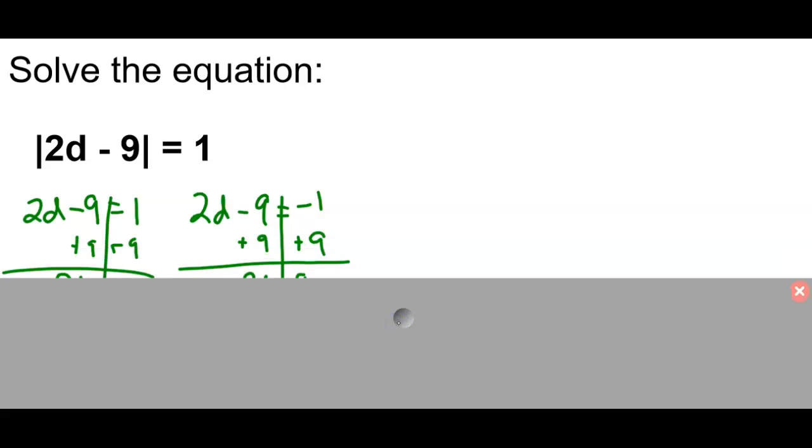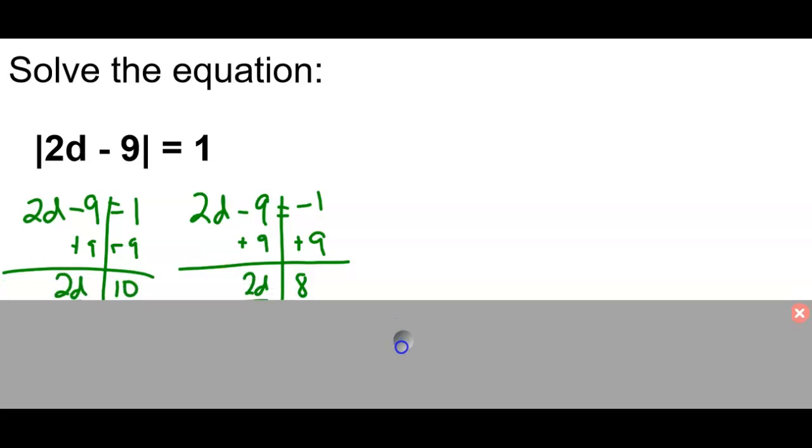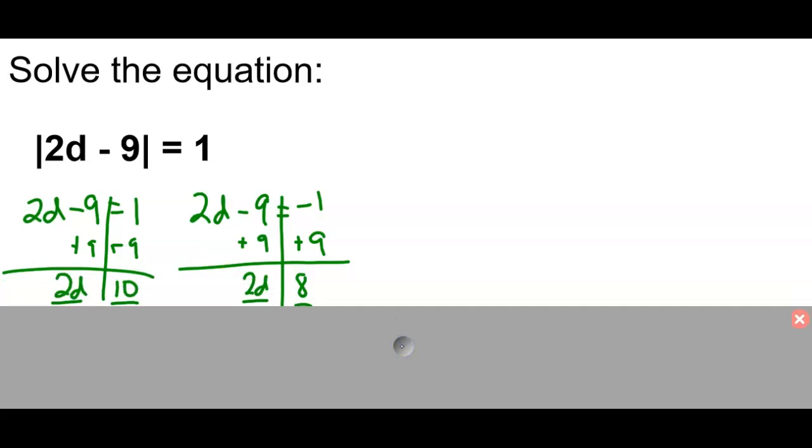I'm going to undo my 9 by adding a positive 9 to both sides. I do that in my first equation. I do that in my second equation. I'm rocking. This is awesome because I wrote down both equations. So that's going to zero out, and I'll be left with 2d equals 10 on this side, and 2d equals 8 on this side.